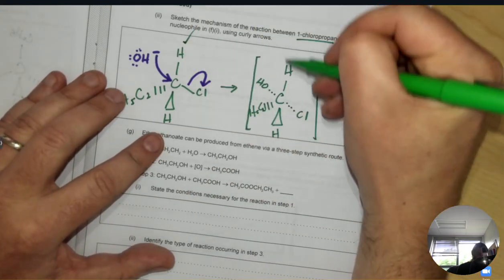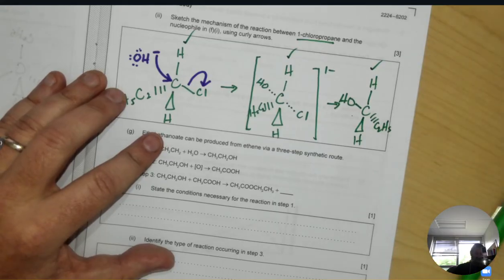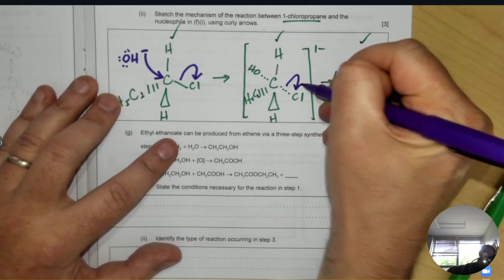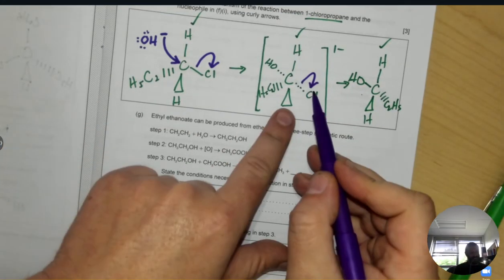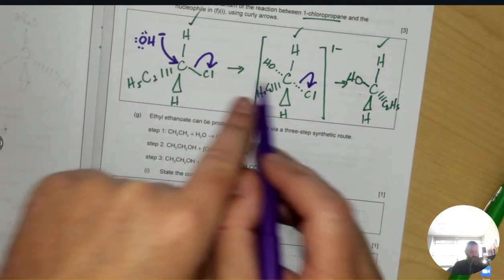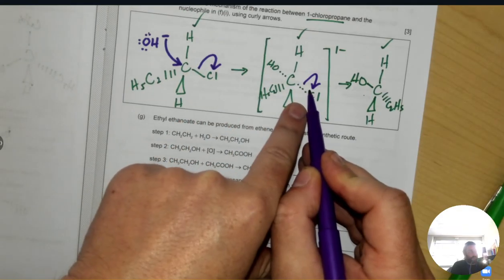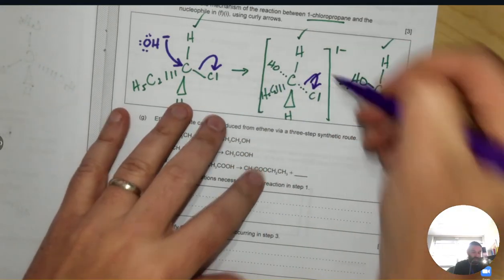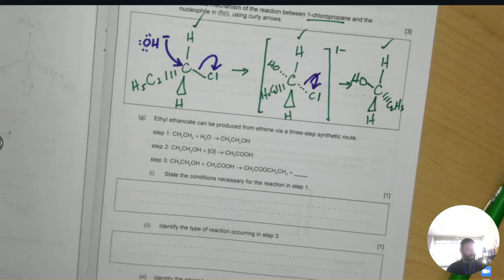So mark 1, mark 2, and mark 3. Something tells me if you show the leaving group leaving there, you're not going to get that mark, because this is the transition state between here and here. This arrow has to happen before you get that. So you want to make sure you put the arrow in step 1.